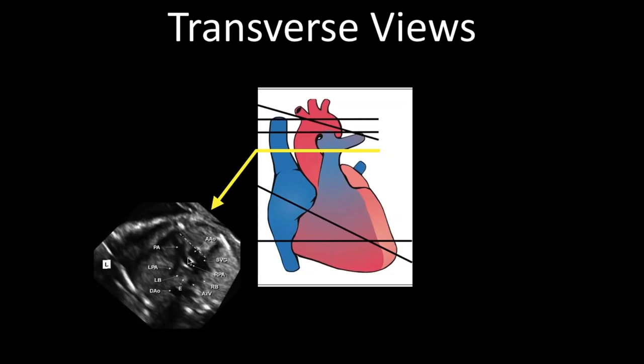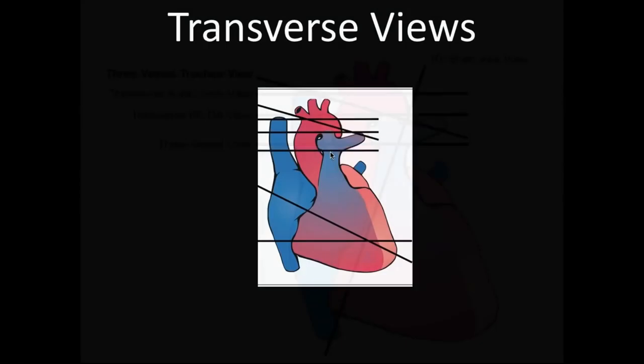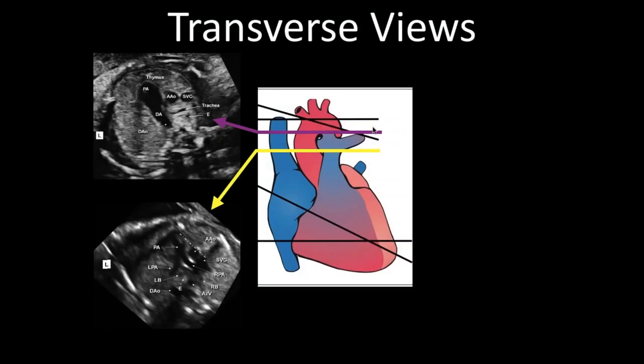People misname the 3-vessel trachea view as the 3-vessel view. It's important to note that it is not. The 3-vessel view is a little bit more inferior from the 3-vessel trachea view. So if I keep sliding up from this level, the next view I encounter is what's called the ductal arch view. So, 3-vessel view, ductal arch view.